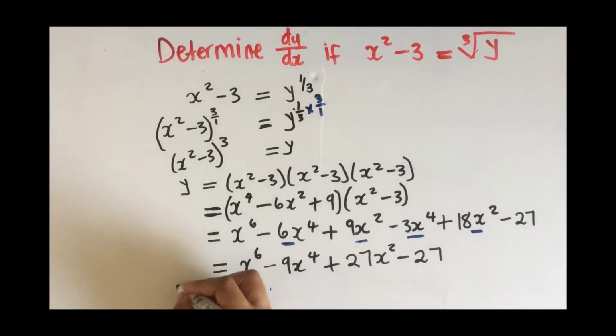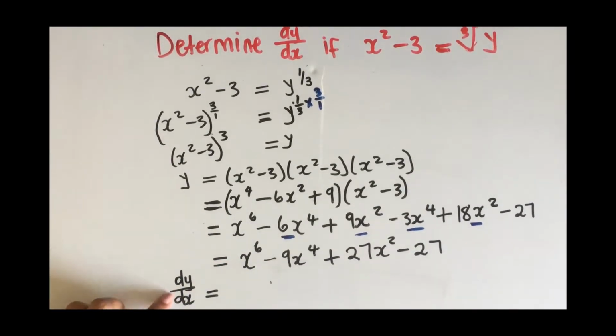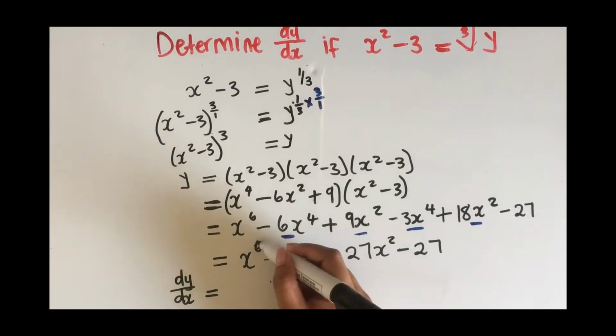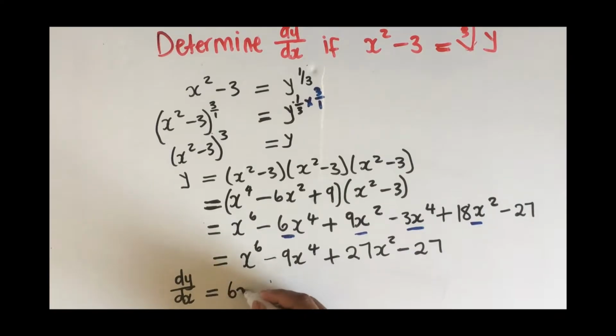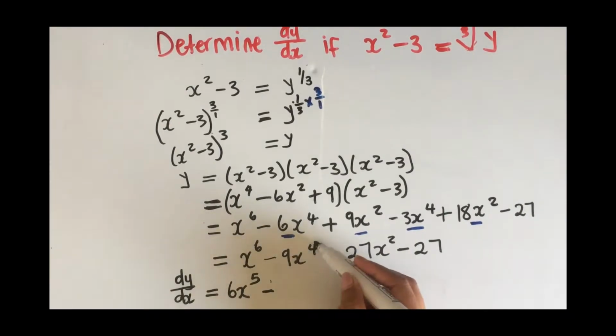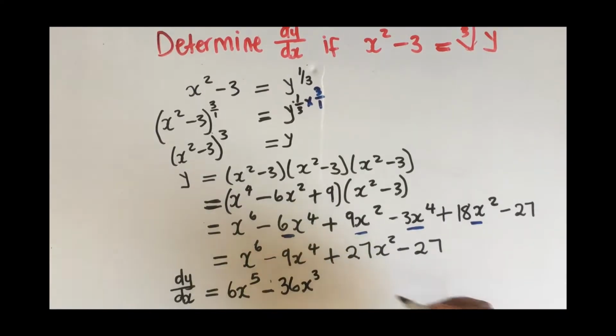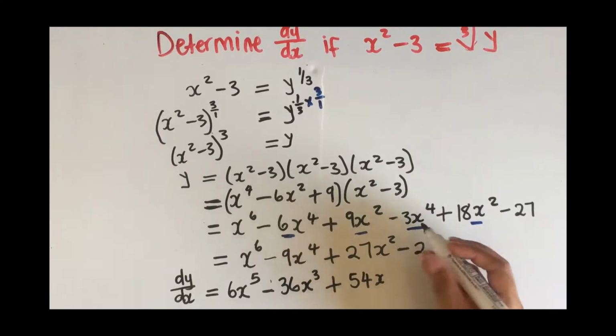Now dy over dx. Now we are differentiating, that is why we say dy over dx. We take the exponent 6 and bring it down, so 6x, and 6 minus 1 is 5. Then minus 9 multiplied by 4, which is 36, and 4 minus 1 is 3. Then plus 27 multiplied by 2 is 54, and 2 minus 1 is 1.